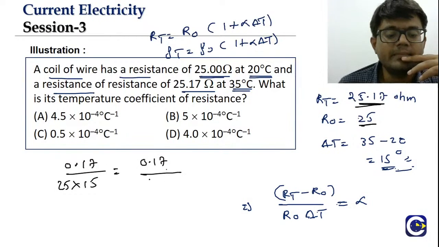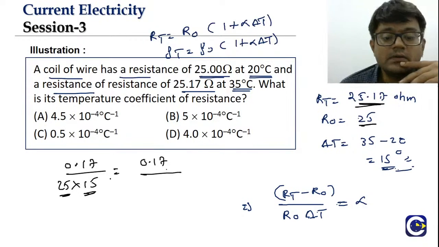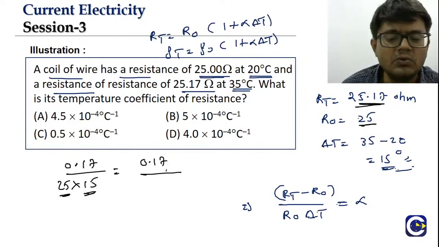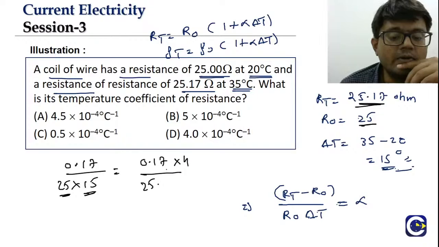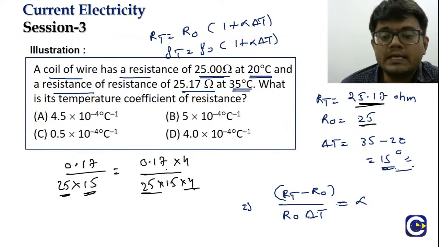0.17 divided by the denominator, what is it? 25 into 15. So how do we simplify this? Either you can divide directly, or we can do a little bit of simplification. If we multiply numerator and denominator by 4, what happens? Denominator 25 into 4 is 100, right? And 0.17 into 4 is 0.68, right?